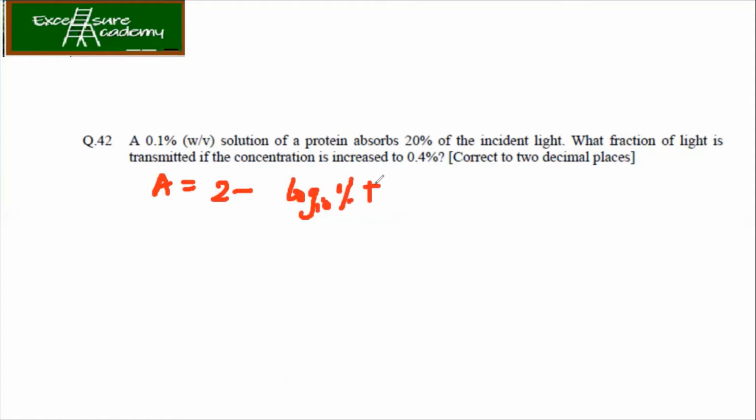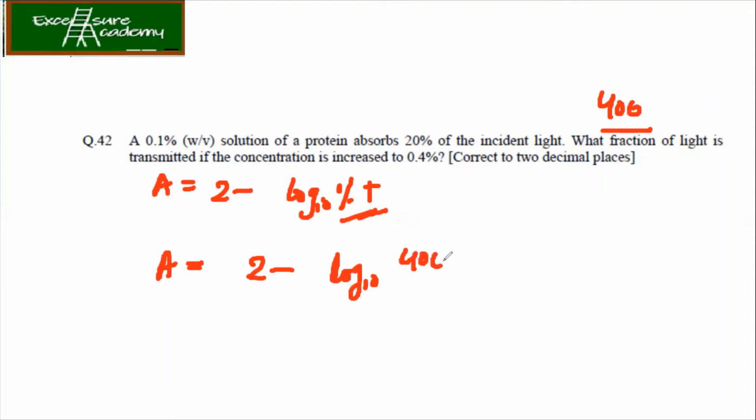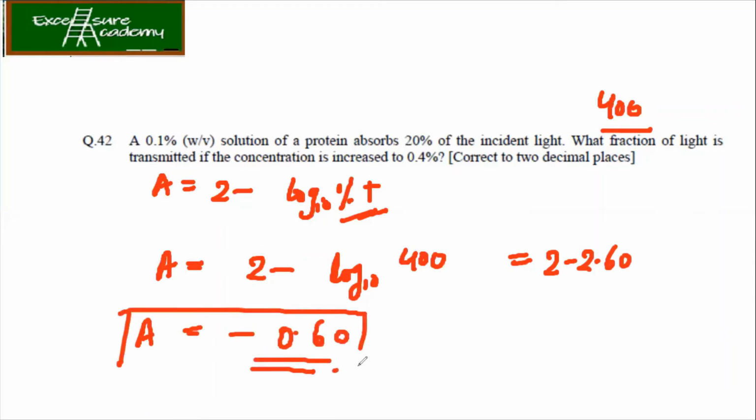Now, when you put the value of the percentage T over here, what is that value? From the previous, we know that it is 400, right? So this can be written as A is equal to 2 minus log 10 of 400, right? So now that becomes your 2 minus 2.60, and A will become your minus 0.6. Correct? I hope this much is clear now.